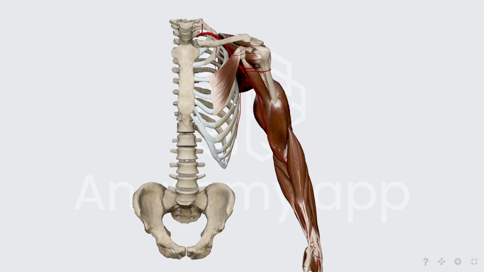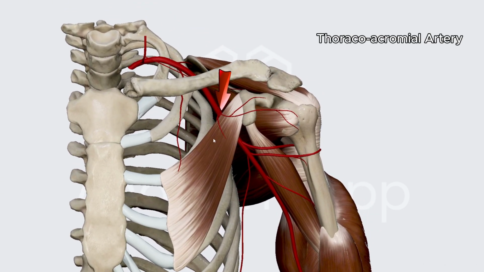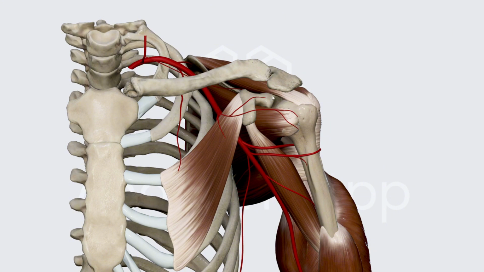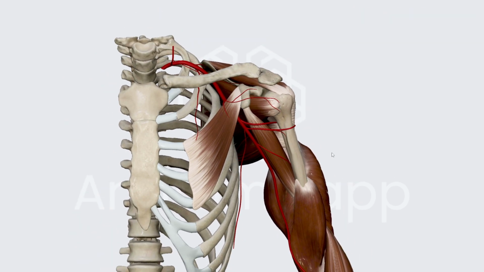Blood supply. The blood supply to the pectoralis minor comes primarily from the thoracoacromial artery, with additional contributions from the lateral thoracic artery. This arterial network ensures adequate blood flow, even during periods of intense physical effort.